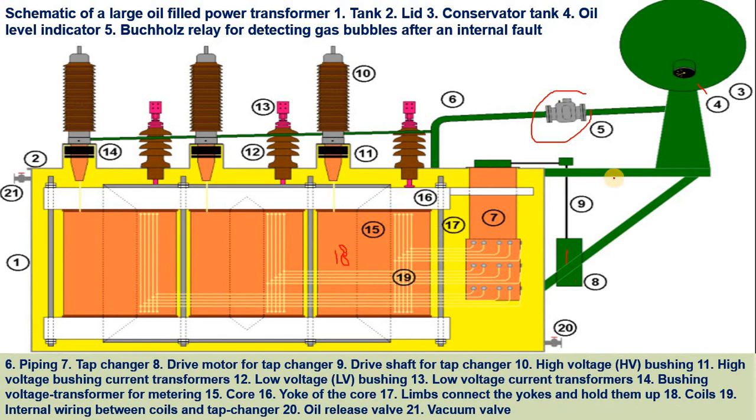Then next is number 19, that is the internal winding or internal wiring of the transformer, from the coil, through this coil, and it is given to the tap changer. Okay. Number 20 is the oil release valve.